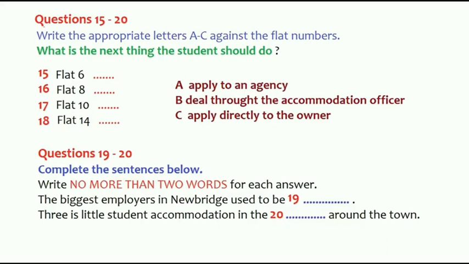Now, the first one is flat 4. That's a nice flat with a balcony, and you need to apply to the Newbridge Accommodation Agency to ask about that one. You'll find their number in the phone book. Number 6 is another nice one which has been empty for a while, and you can ring the owner directly, I think. Yes, I've got her number written here. There it is. Right, thank you.